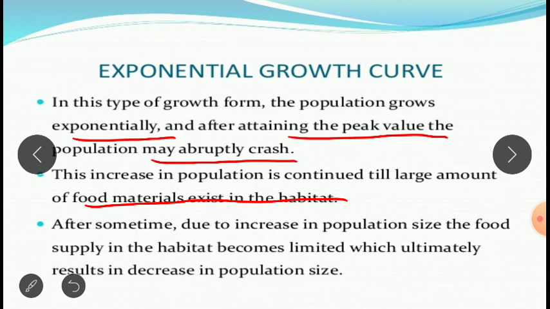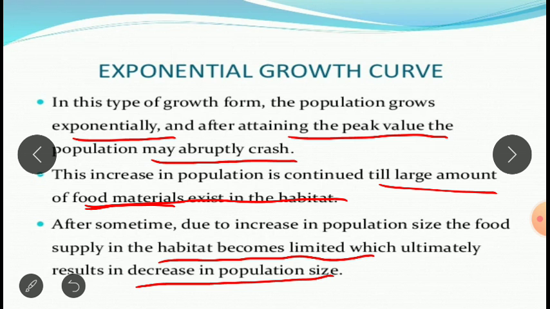So depending upon the food habitat, the population will grow in a large amount, but only till a limit, until the food material exists. After some time, due to the increase in the population size, the food supply in the habitat becomes limited, which ultimately results in the decrease of the population size.